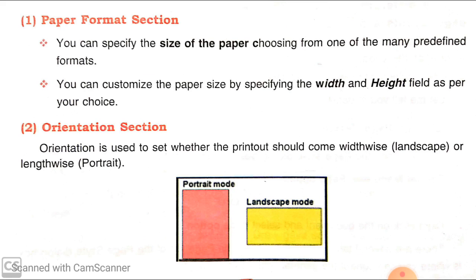Section 2, that is the orientation section. Orientation is used to set whether the printout should come widthwise, that is landscape, or lengthwise, that is portrait, as shown in this picture.